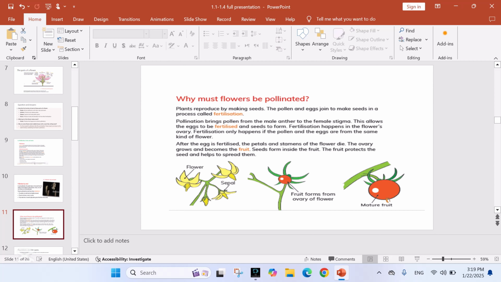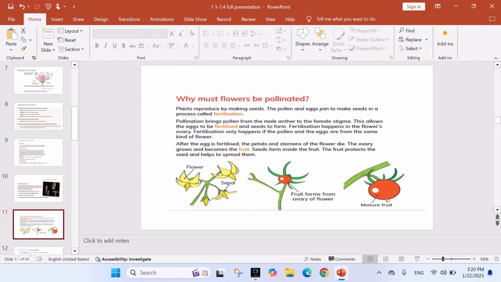Why must flowers be pollinated? Plants reproduce by making seeds. The pollen and egg join to make seeds in a process called fertilization. Pollination brings pollen from the male anther to the female stigma. This allows the eggs to be fertilized and seeds to form.